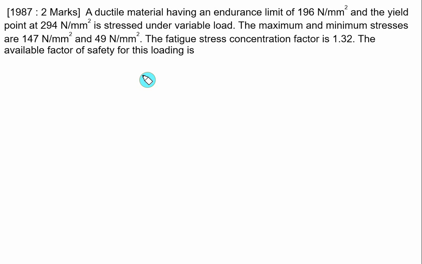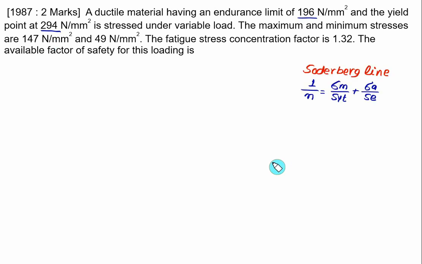Now check what data is given. We have the value of endurance limit and the value of SYT. If you know the value of endurance limit and the SYT, the theory that you can use is the Soderberg theory. Because if you recall, in Soderberg theory we have a straight line joining the endurance limit to SYT. We can use the ASME elliptic line also. Two theories we can use: one is Soderberg and one is ASME elliptic.